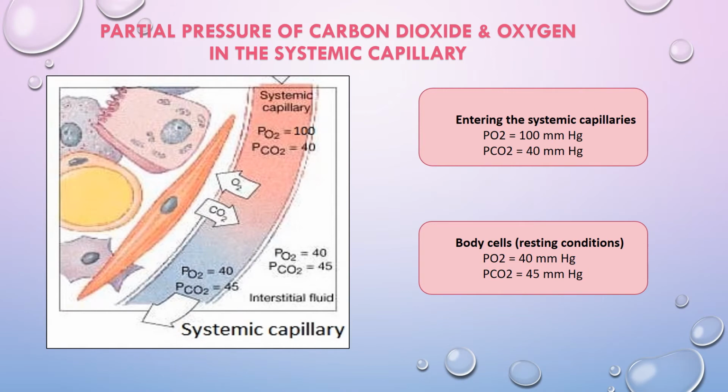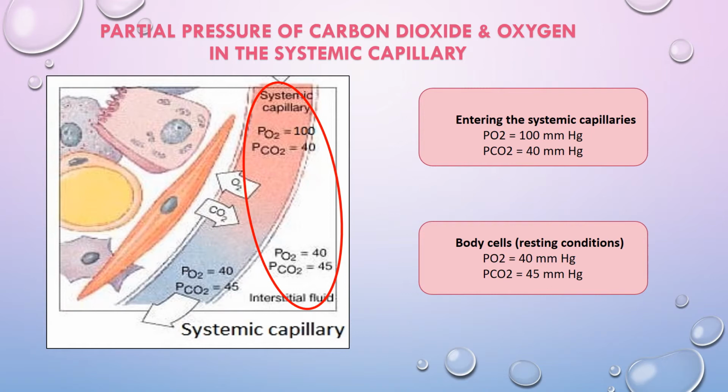Next is the partial pressure of carbon dioxide and oxygen in the systemic capillary. The concept is the same as the diffusion in the lung. The diffusion flows from the high concentration of gas to the low concentration of gas. The partial pressure of oxygen in the blood capillary is 100 mm of mercury, and the partial pressure of oxygen in the body cell is 40 mm of mercury, which causes the diffusion to occur from the blood capillary into the body cell.